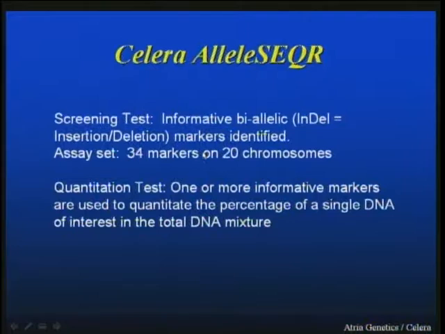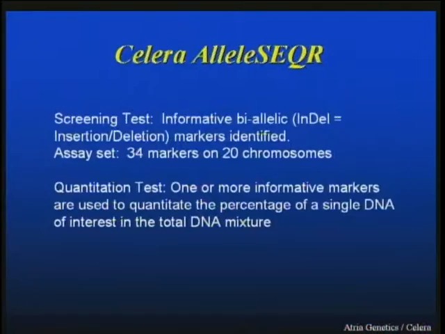And what you do, similar to the STRs, is you set up a screening test. You determine which markers would be informative. And then you move to your quantitation test, which is following transplantation, which is when you're actually going to be looking at the percent of donor recipient, whichever you choose to follow. And you pick from among these markers the ones that are informative in whichever direction you wanted them to be. And you quantitate the percentage of your minor component in the sample that you've obtained.